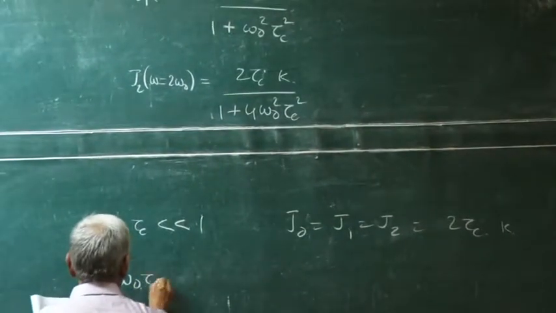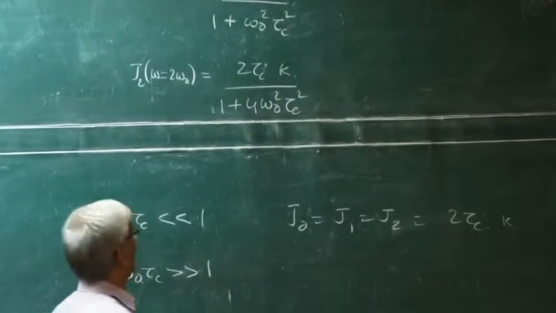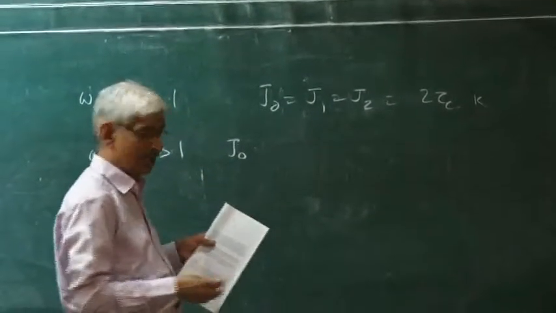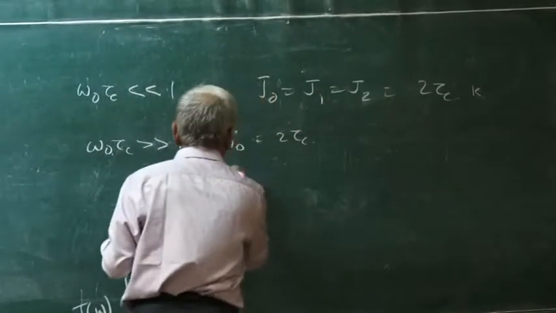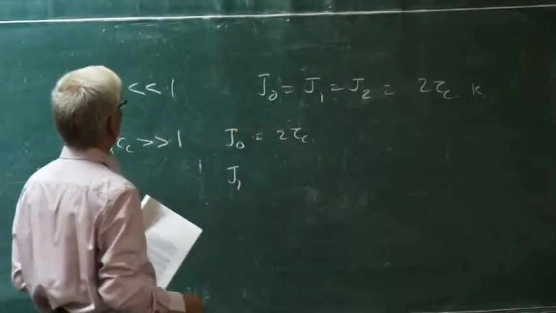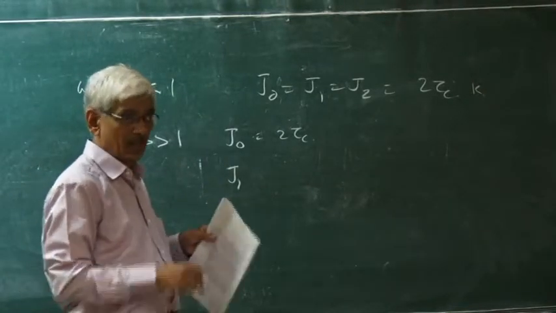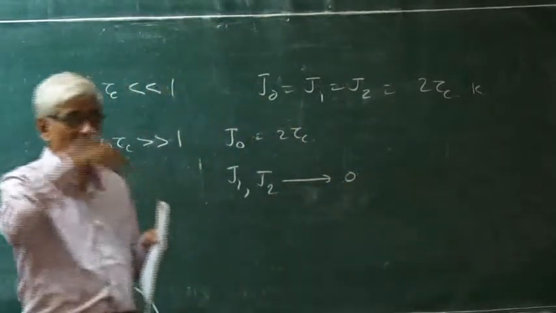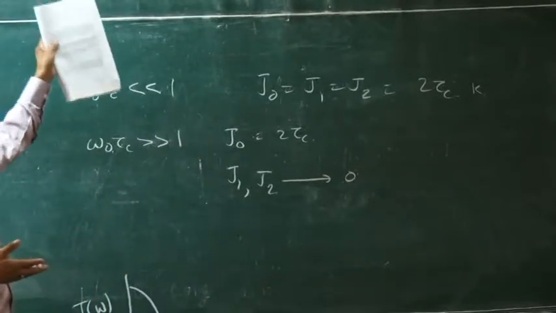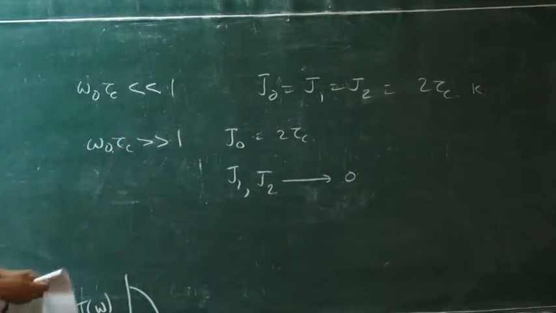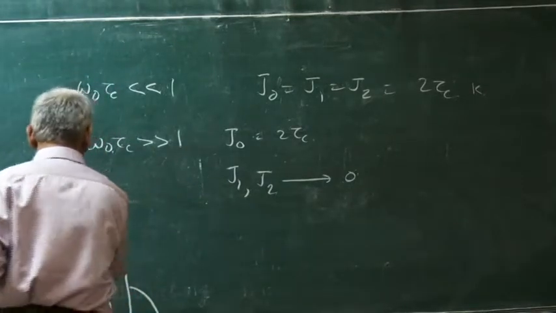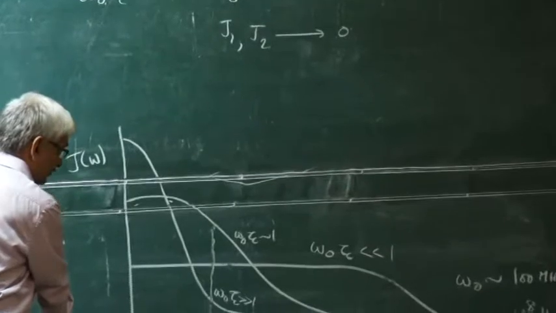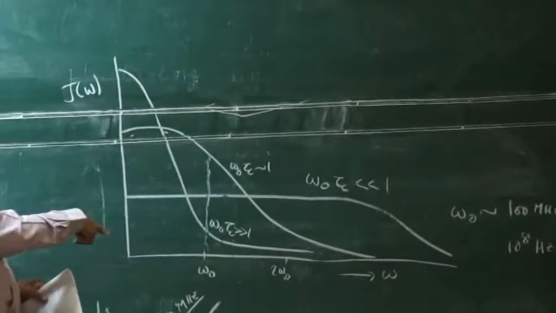And omega naught tau c far greater than 1, J0 remains the same, J0 is 2 times tau c, J1 and J2 will go to zero. In other words, the power available approaches zero. As you increase omega naught tau c, because the denominator becomes much, much larger, you can ignore the numerator term, and therefore it will approach zero. And that is evident from this curve as well.